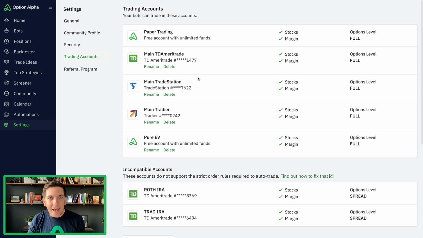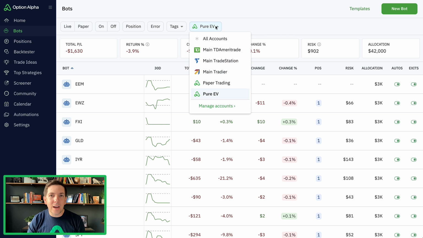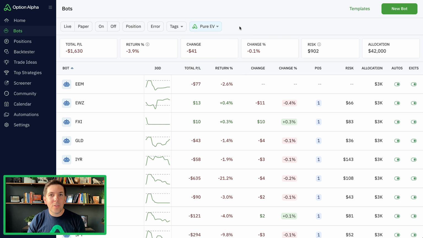So I had my original paper trading account, which was the first one that I started with here at Option Alpha. I've already got some bots running in there, and I don't want to commingle the performance of those testing bots with these performance bots. So I created a new paper trading account called Pure EV. And when I go back to my bot page now, I can filter all of my different accounts and purely look at the Pure EV bots that I have.